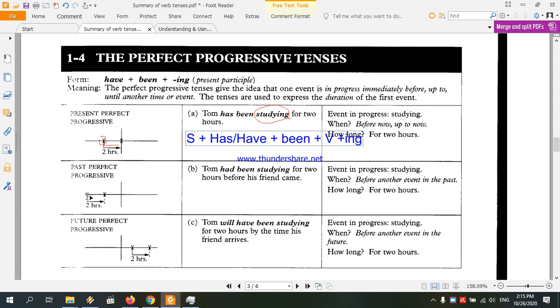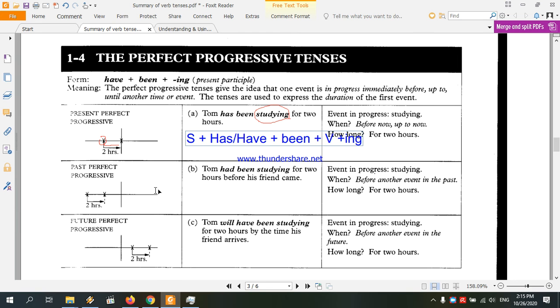Next we have the past perfect progressive. It's the same as the present perfect progressive, but it's used to talk about events that took place in the past. So, for example, if I say Tom had been studying for 2 hours before his friend came, it means that Tom maybe started studying yesterday at 8 p.m. and his friend arrived at 10 p.m. So, at 10 p.m., Tom had been studying for 2 hours, had been busy studying for 2 hours.